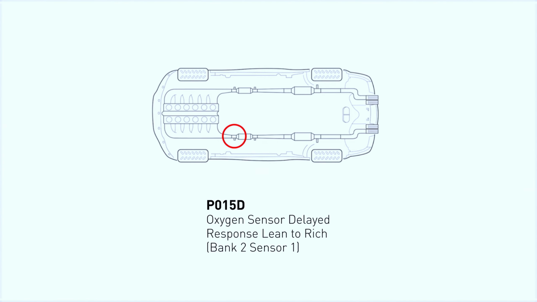The P015D code is an OBD2 diagnostic trouble code that indicates a delayed response from the oxygen (O2) sensor. It's also known as O2 sensor delayed response, lean to rich.